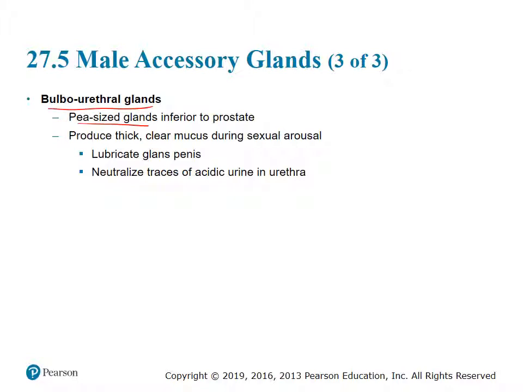It's a pea-sized gland. It's inferior to the prostate and produces this clear, thick mucus during sexual arousal. In fact, it's got two functions. It lubricates the glans penis, or the head of the penis. So this is a lubrication secretion, and it also neutralizes urine in the urethra of the male.